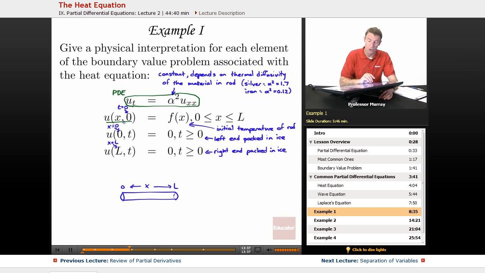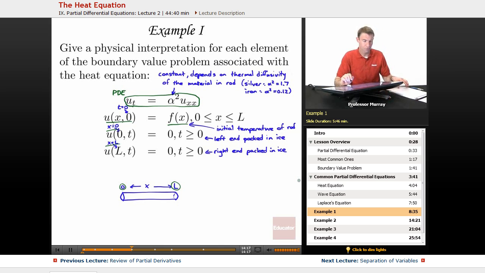Again, this would all be given to you. So f of x would be a function that the experimenter has determined by going through and measuring the initial temperature of the rod. And then u of 0,t and u of L,t mean you've plugged in x equals 0 and x equals L, which means you're looking at the left-hand end and the right-hand end of the rod. And if we're keeping them equal to 0, that suggests we've artificially forced both ends to stay at 0, perhaps by submerging both ends of the rod in an ice bath, and so that's how we know they're going to stay at temperature 0 for all time.